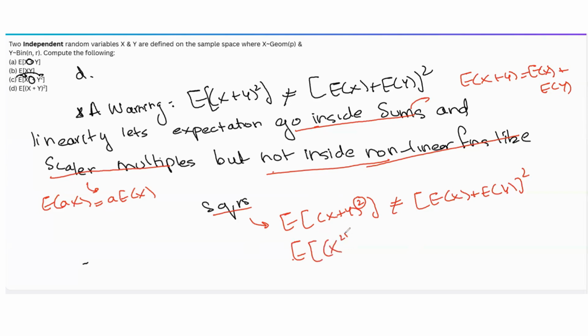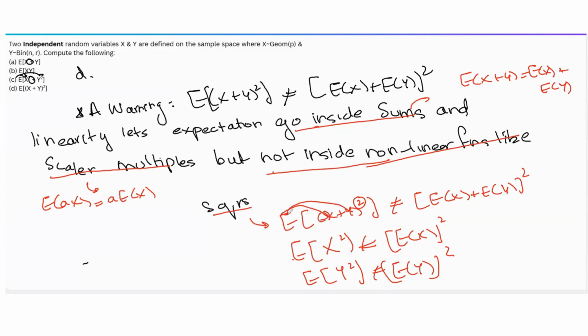You can't say the expected value of x squared is the same as the expected value of x, whole squared. It cannot go inside the square. Similarly, you can't say the expected value of y squared is the same as the expected value of y, whole squared, because expectation cannot go inside the square. Here also it cannot go inside the square, and we can't write the expected value of (x plus y) whole squared that way.